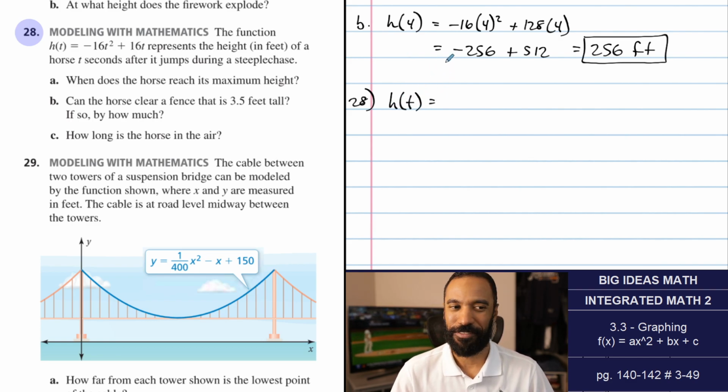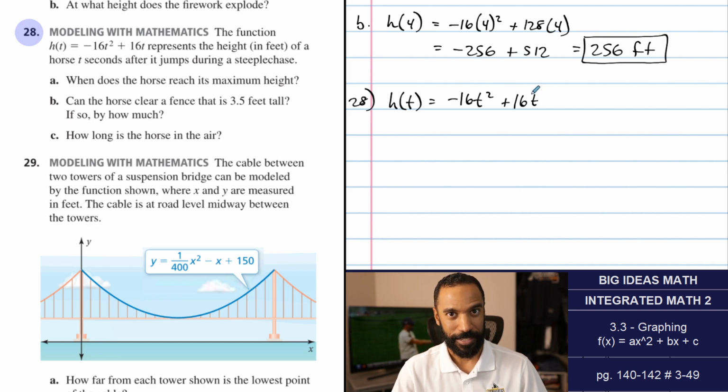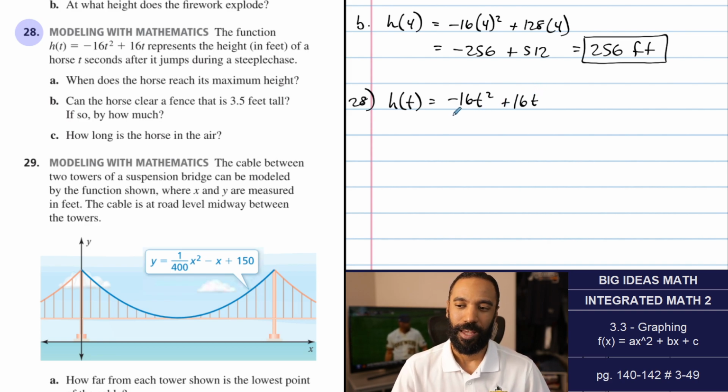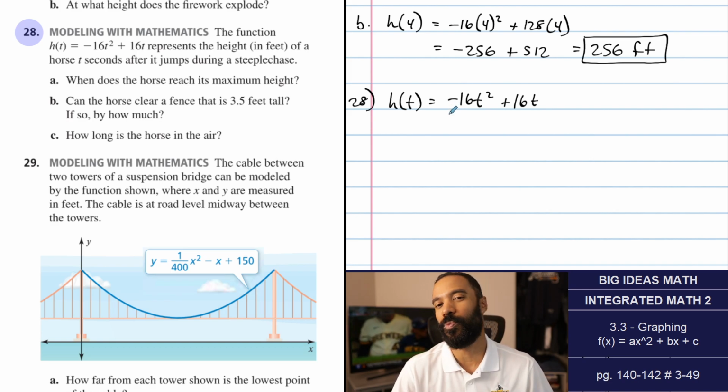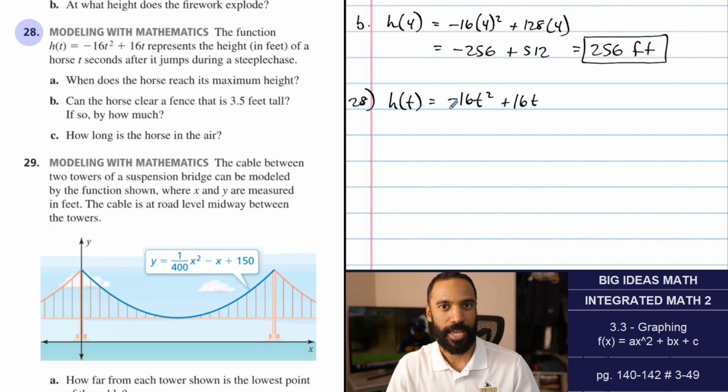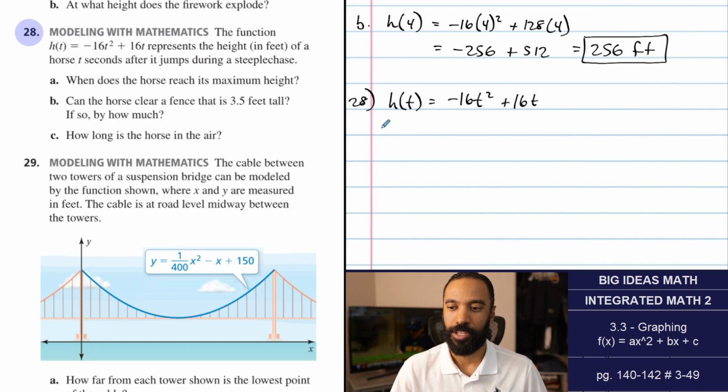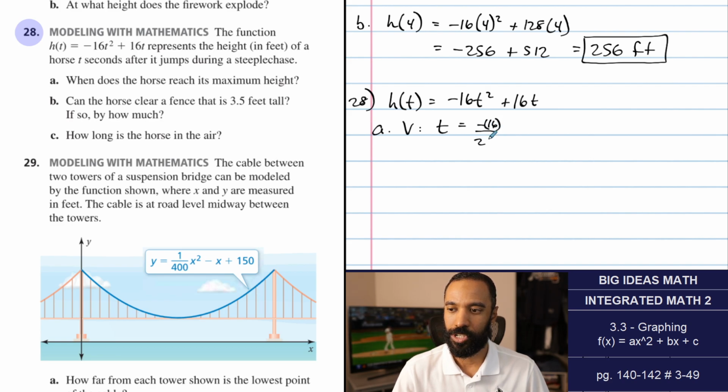Let's move forward. H of t equals negative 16t squared plus 16t. Here's a horse's height after t seconds, leaping in the air during a steeplechase. When does the horse reach its maximum height? That's just asking for t for the vertex. So part A, the vertex t value is negative b over 2a, negative 16 over negative 32, which is positive 1/2.